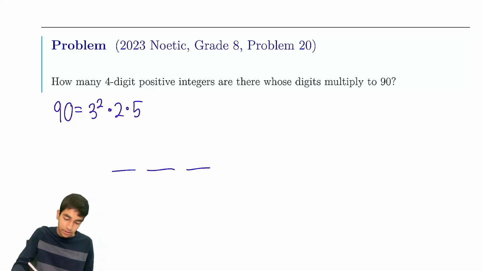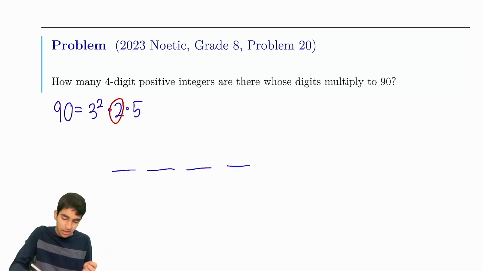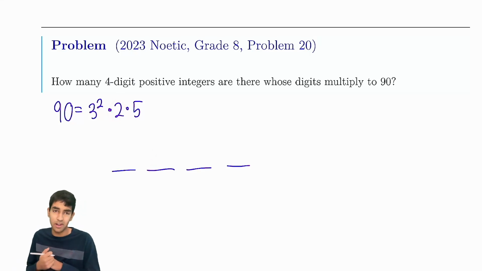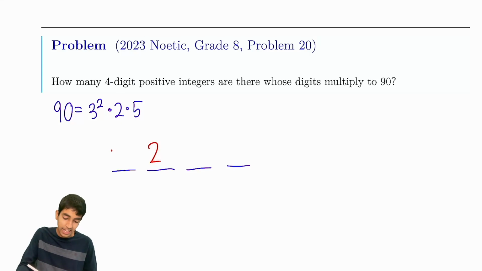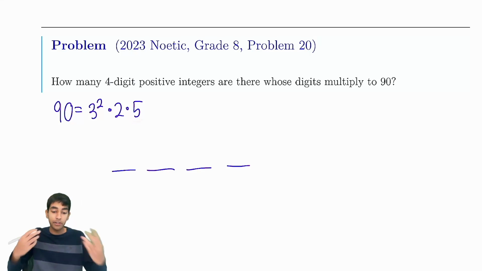We have 4 digits. So the idea here is to focus on the most restricting thing first. So 2 can go anywhere. That's the problem, right? It can go here, it can go with a 3 on top, or it can go on its own. Let's focus on 5, because 5 is the most restricting thing here.